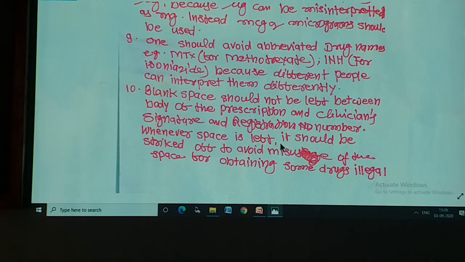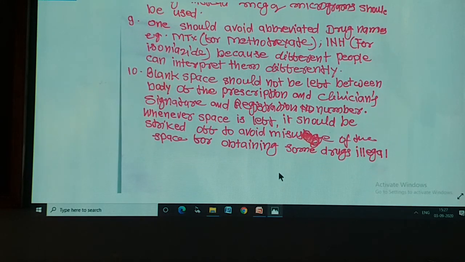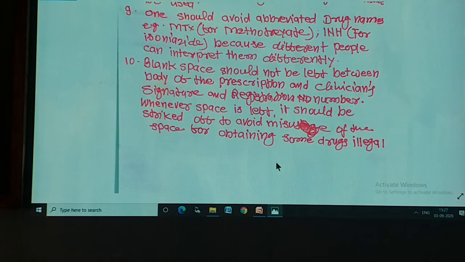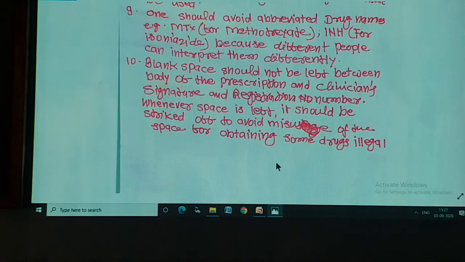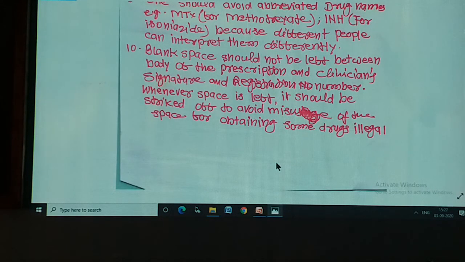Next point, a blank space should not be left between the body of the prescription and the clinician's signature and registration number. Whenever a space is left, it should be struck off to avoid misuse of the space for obtaining some drugs illegally. Thank you to you all.